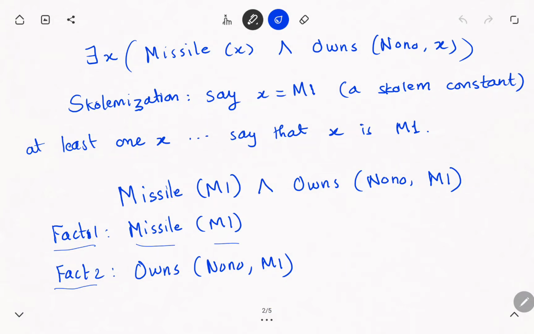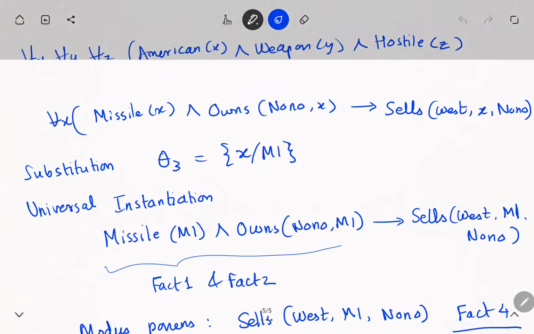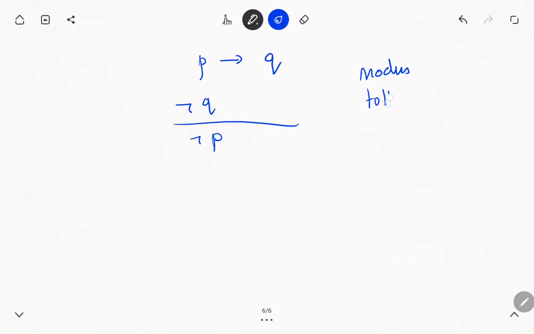That is, the left hand side becomes true and therefore we can prove the right hand side. Sometimes it can also be modus tollens. That is, if P implies Q and if Q is false, that means P also has to be false. So modus tollens can also be necessary in some rare cases. So that's it.